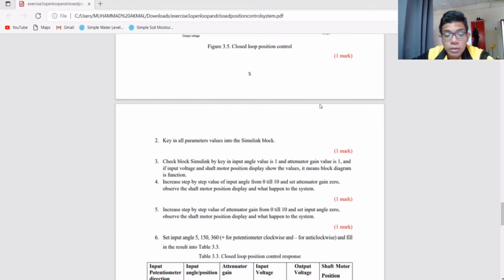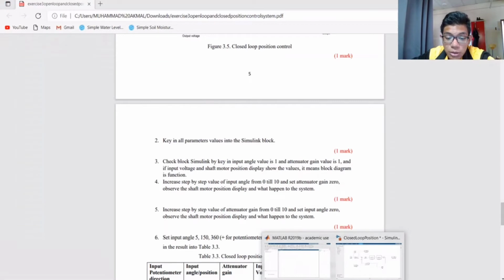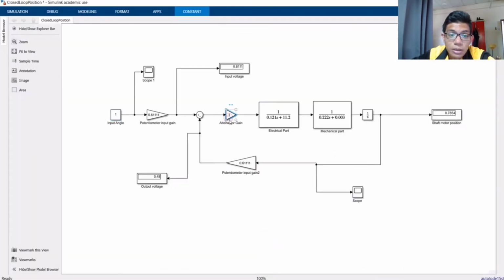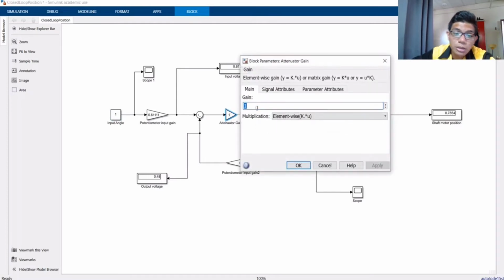Okay, after we have checked if the block diagram is functioning, the next step is we must increase step by step the value of the input angle from 0 to 10 and set the attenuator gain to 0 to observe the shaft motor position display and to understand what is happening to the system. So we set up the attenuator gain to 0. We set up here to 0.